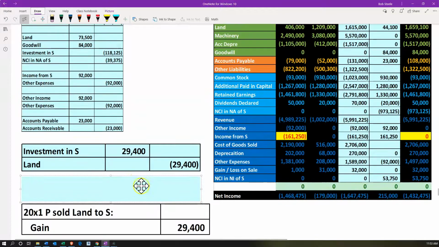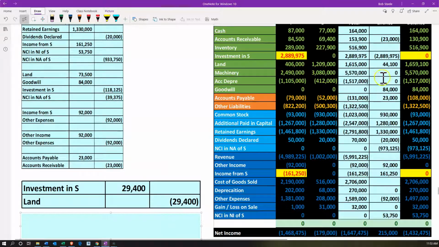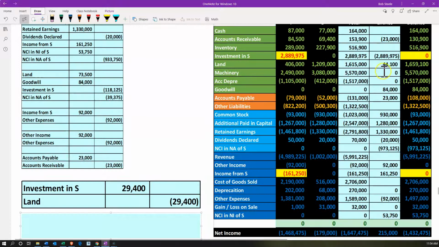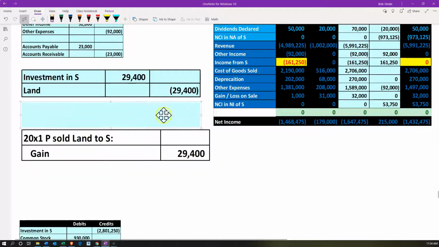We are, in essence, decreasing the land. The land needs to go down because it's overstated by the gain of $29,400, so we decrease the land, so that's going to be included in this item. And then we are going to be putting the other side into the investment account. So it's going directly into the investment because it was a downstream sale, P to S, therefore no 75-25 split, going all in the full amount into the investment account, which would be included, of course, in this number. So now you can see that the investment account and the income from S now add to 0, good signs. Let's take a look at the machinery transaction.